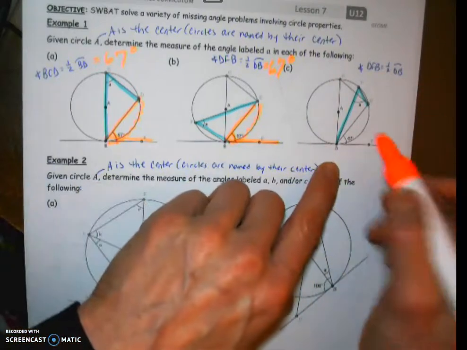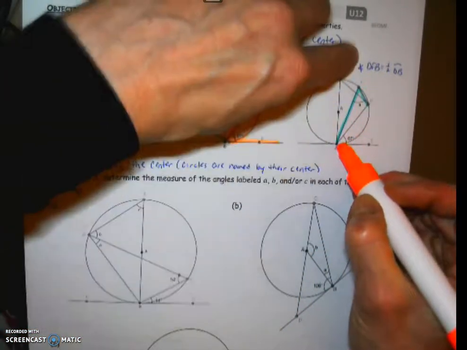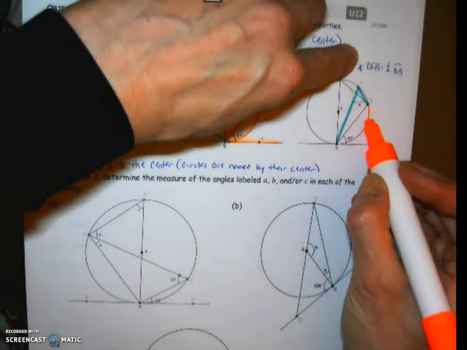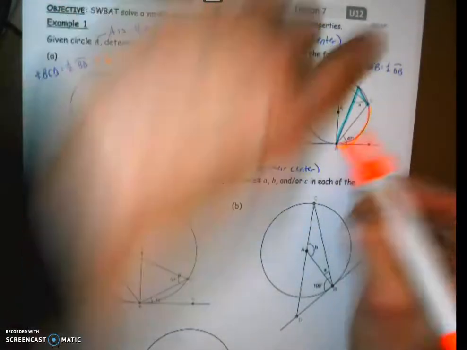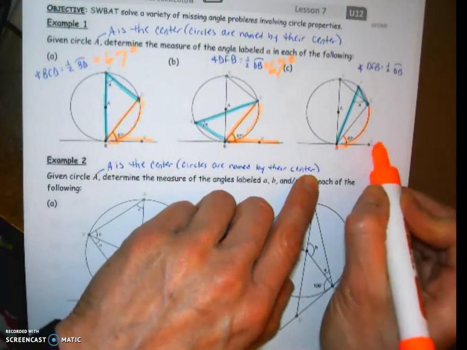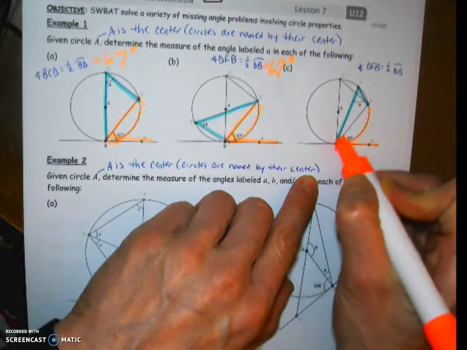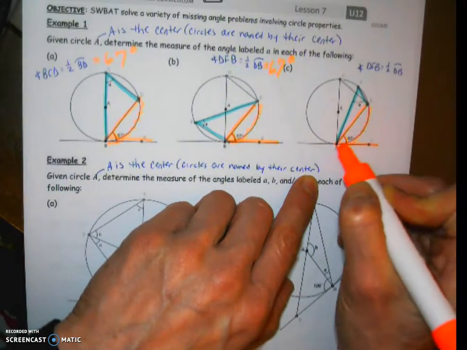And the last one is going to be DFB, which is going to be half of arc, you guessed it, DB. And guess what they gave us? This angle of 67, which is formed by a tangent and a chord, which is also half of this same arc.